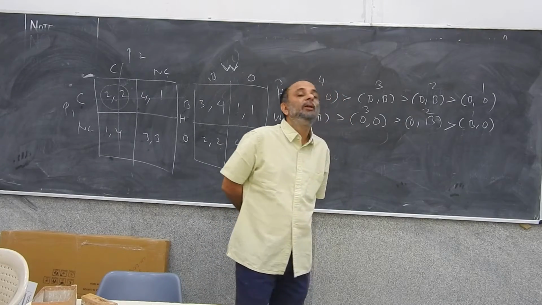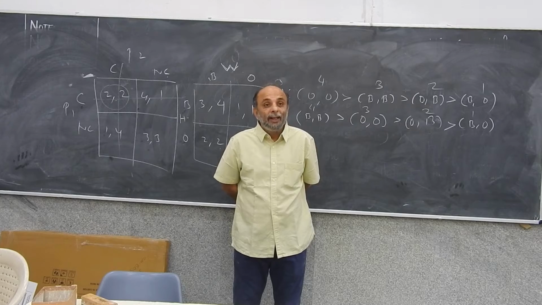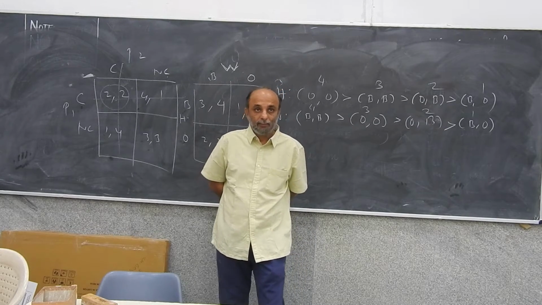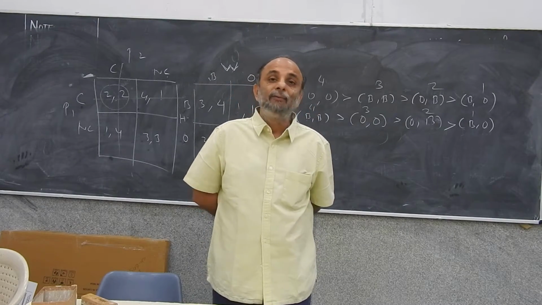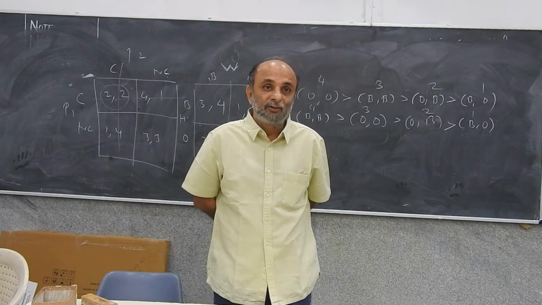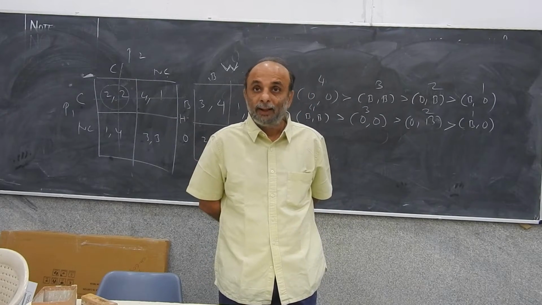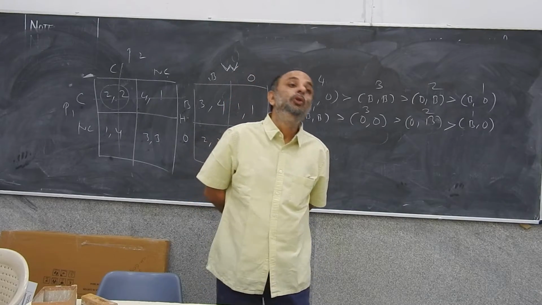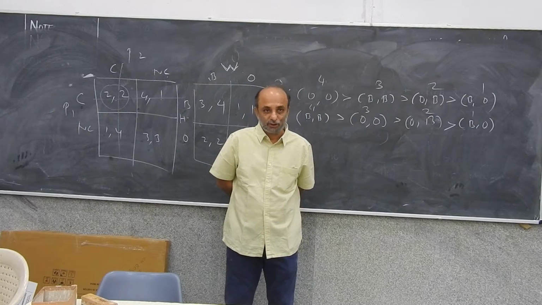A Nash equilibrium is a situation from which nobody has a unilateral incentive to deviate. Mark the word unilateral. As long as you do not deviate, I have no incentive to deviate from that. And as long as I don't deviate, you have no incentive to deviate from that. That is a Nash equilibrium. So it's actually a situation where no player has a unilateral incentive for deviation.